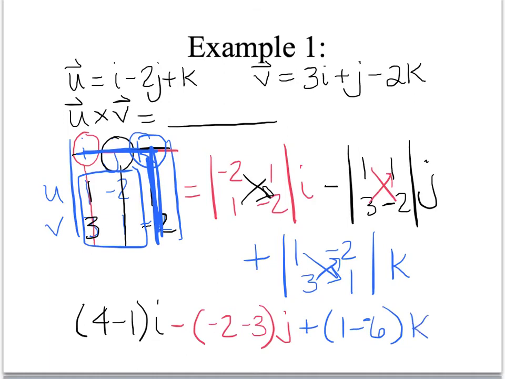So now all I have to do is simplify, and I will end up with 3i, negative 5 in front of my j, but it's subtracted, so plus 5j, and then plus 7k. That is the cross product, and that vector would be perpendicular to both of the given vectors.